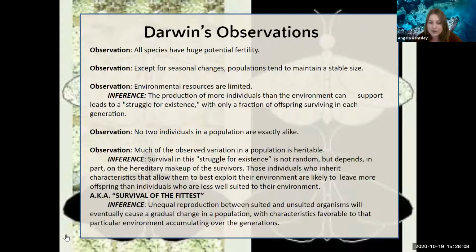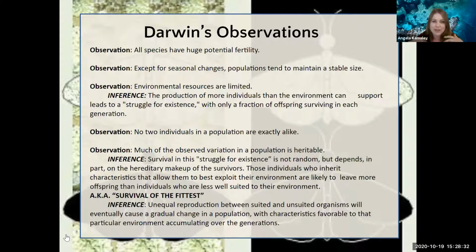So here's his next inference. Survival in this struggle for existence is not random, but it depends in part on the hereditary makeup of the survivors. Those individuals who inherit characteristics that allow them to best exploit their environment, to best get the resources they need, are likely to leave more offspring than individuals who are less well suited to their environment.